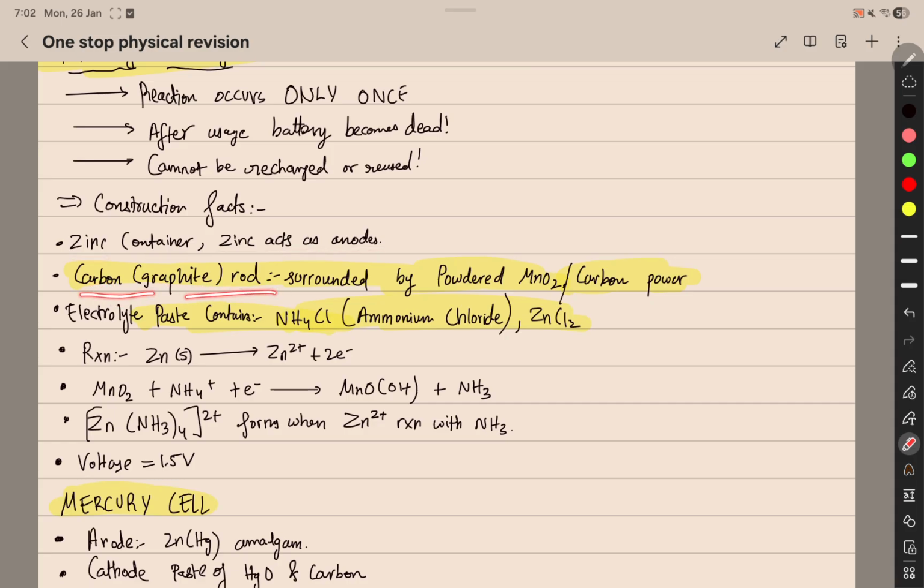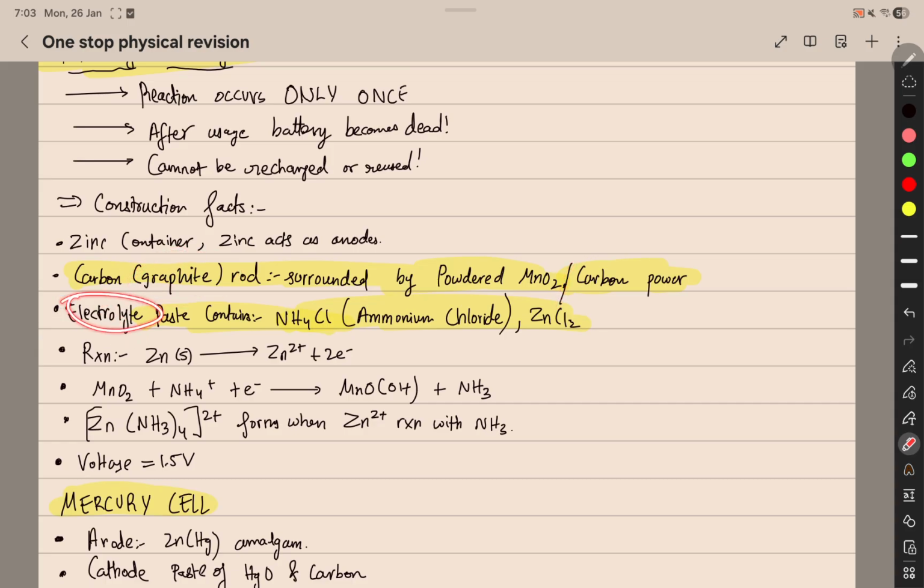The carbon or graphite rod is not exactly the cathode. Let me explain. MnO2 is the one undergoing the reduction, as you see over here. So basically MnO2 is the cathode, and carbon is just there. You have carbon powder along with MnO2, and you have a graphite rod.